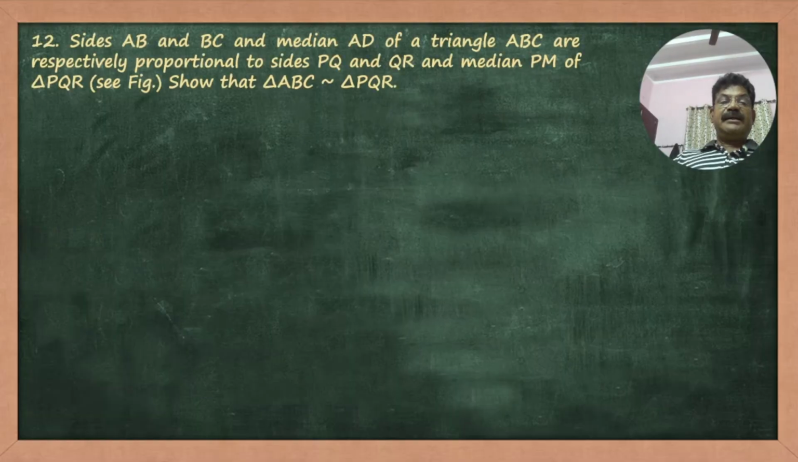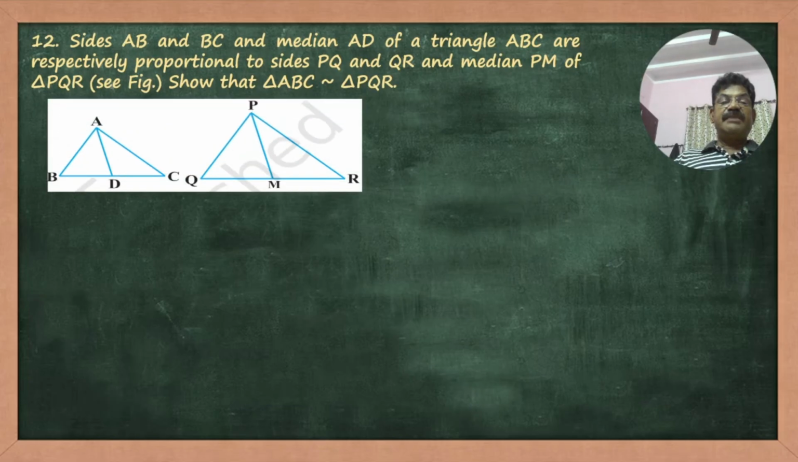12th problem. Sides AB and BC and median AD of a triangle ABC are respectively proportional to sides PQ and QR and median PM of a triangle PQR. Show that triangle ABC is similar to triangle PQR. You see the picture. ABC is a triangle, AD is the median. Similarly, PQR is a triangle, PM is a median.